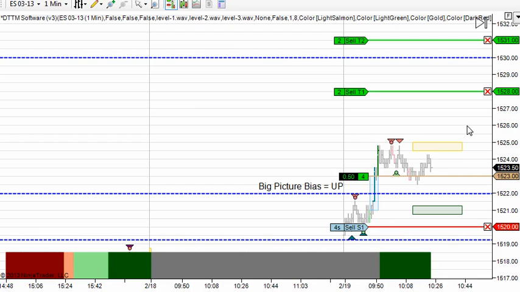Another thought I had is, going back to the entry, why did I decide to get in up here as opposed to waiting for things to really line up down here around this support zone and the low of this level 3 bar, the low of this high velocity move, which we know would be ideal? I think that's a very good question. I don't think there is any perfect answer to that. There's no black and white answer.